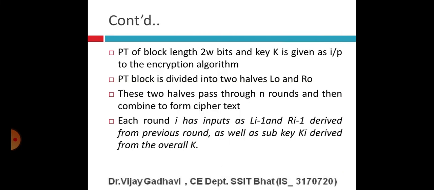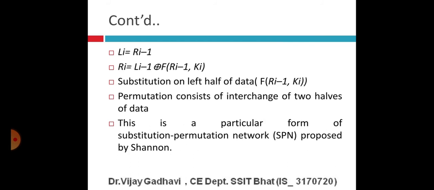The plaintext of block length 2w bits and key K is given as input to the encryption algorithm. The block is divided into two halves. The two halves pass through n rounds. Each round i has as input L(i-1) and R(i-1) derived from the previous round, as well as subkey Ki derived from the overall K. Here we see the equations: Li = Ri-1, Ri = Li-1 XOR F(Ri-1, Ki).